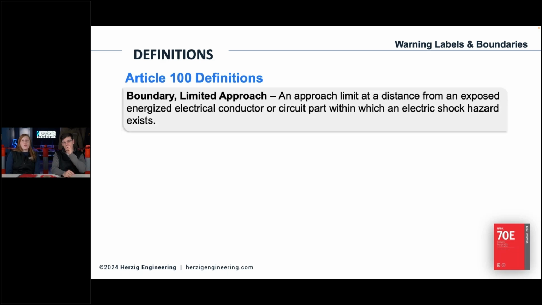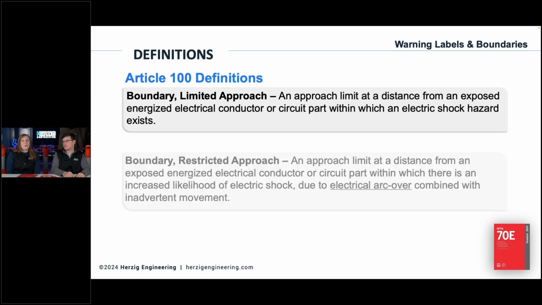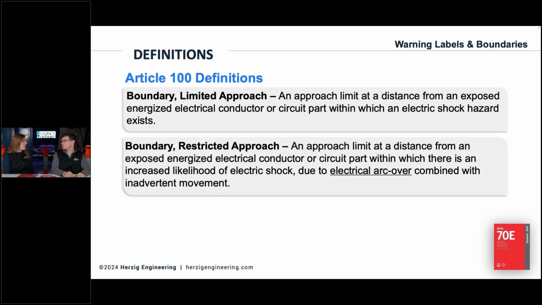So what do these boundaries mean? We've got three different ones that we're talking about: two shock boundaries and one arc flash boundary. Let's talk about the shock boundaries first. Limited approach and restricted approach. Limited approach boundary, 42 inches. Restricted approach, 12 inches. For low voltage equipment, that's a pretty standard rule of thumb.